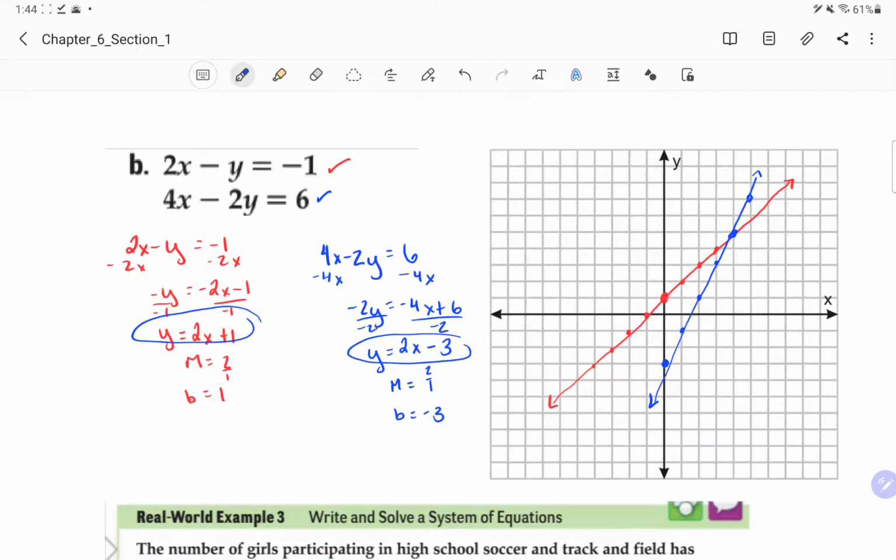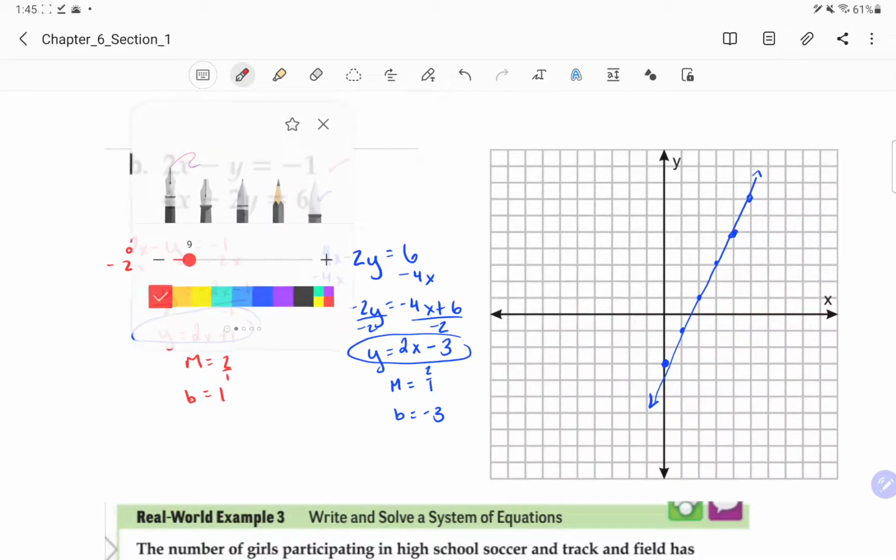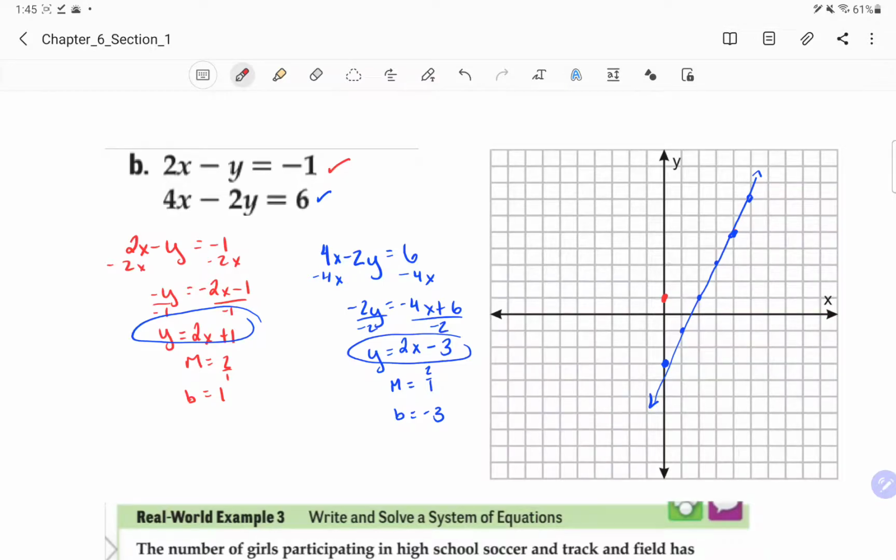So I graphed my y-intercept. Ooh, I did this slope wrong. I did that slope wrong. So let me fix that real quick. So my y-intercept is at 1, and my slope is 2/1. Down 2/1, down 2. Okay, so there's that one. All right, that's better. And then I did the same thing over here.